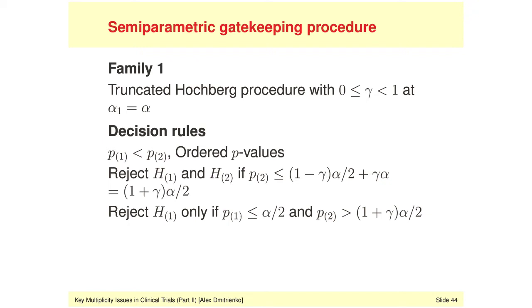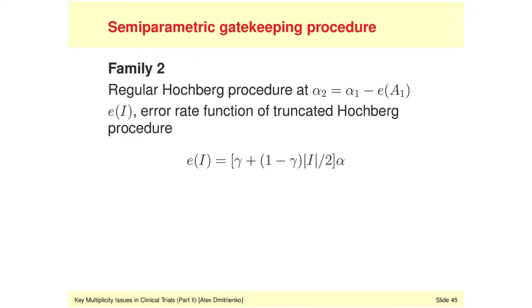Now, being a stepwise procedure, the Hogberg procedure will reject both hypotheses in the primary family if the larger of the two p-values is less than or equal to alpha plus gamma times alpha over 2. If the larger p-value is not below this threshold, then the Hogberg procedure is going to step down to the smaller p-value, and the corresponding hypothesis will be rejected if that smaller p-value is less than or equal to alpha over 2.